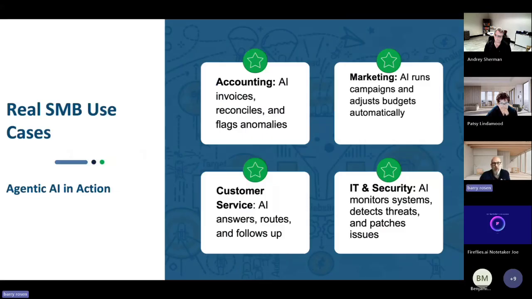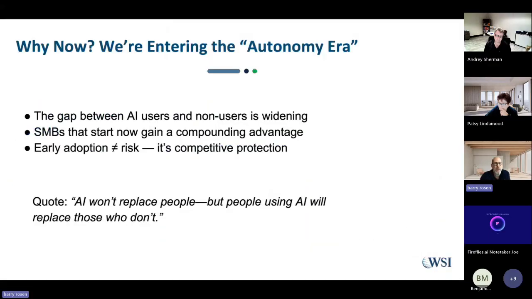All right, so what are some real world examples and use cases? Accounting, you have invoices to reconcile and flag anomalies. In marketing, you can have it run campaigns and adjust budgets automatically. So if you're not seeing our ROI in a certain channel, you can have it flag it where you make the decision. You can have it automatically correct it. Customer service for answers, routes and follow-ups, and then IT security. AI monitors systems, detects threats, and then patches issues automatically.